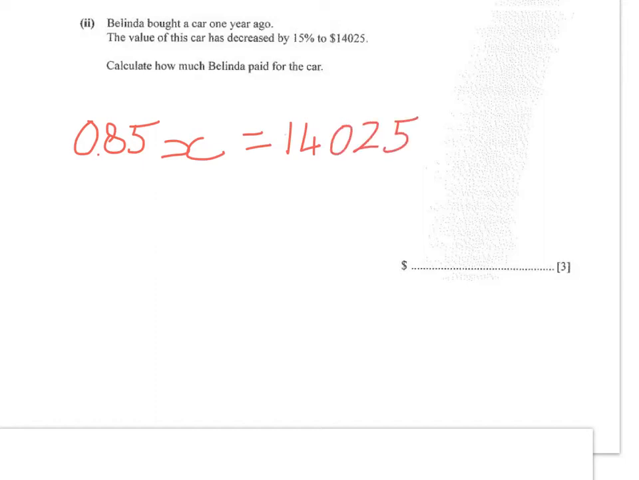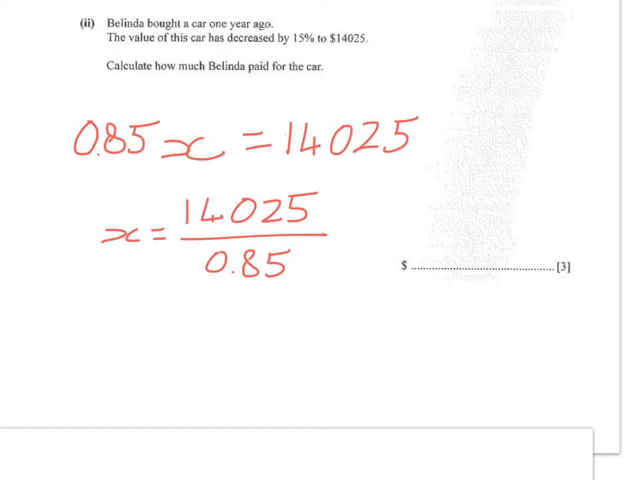$1,425. So now we just need to solve this equation to work out what x is. So simple bit of rearranging. We divide both sides by 0.85. And so to find the answer, we just plug that into a calculator, which should give you exactly $16,500.